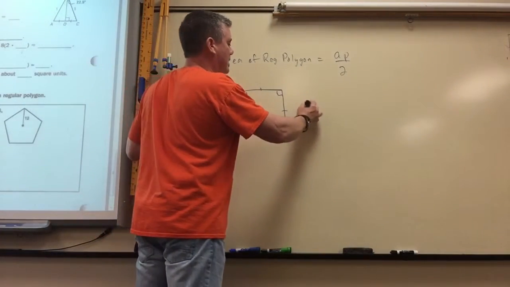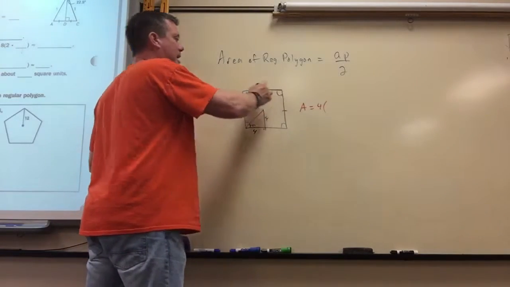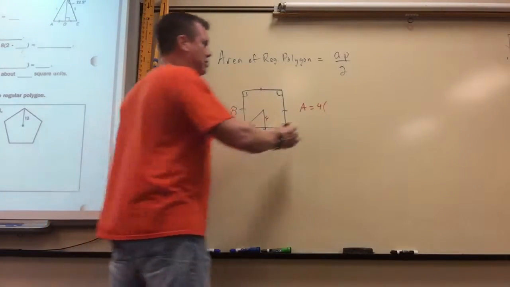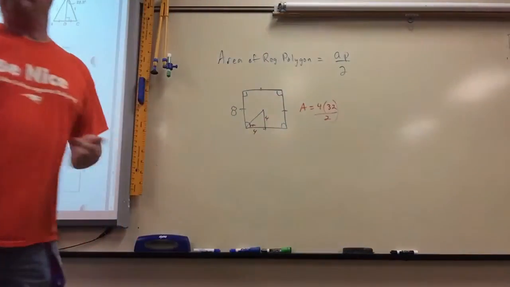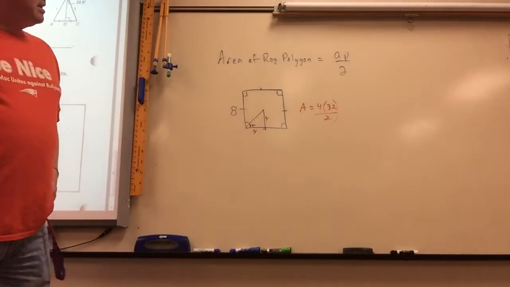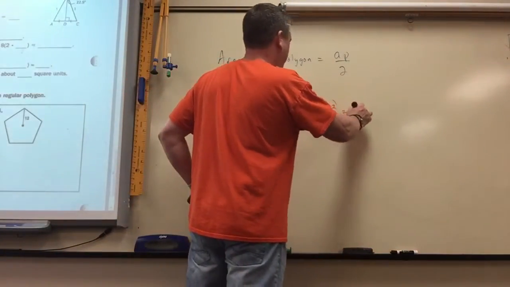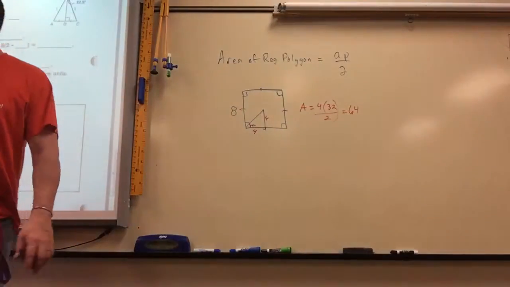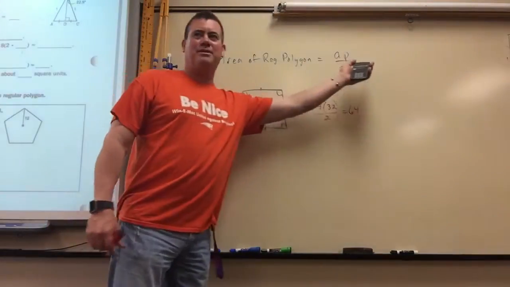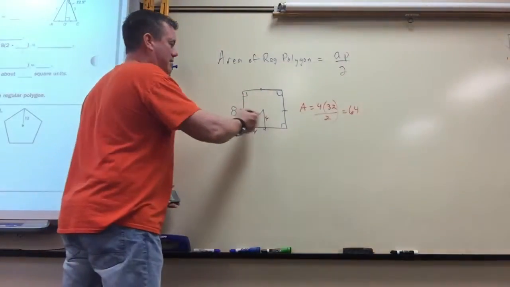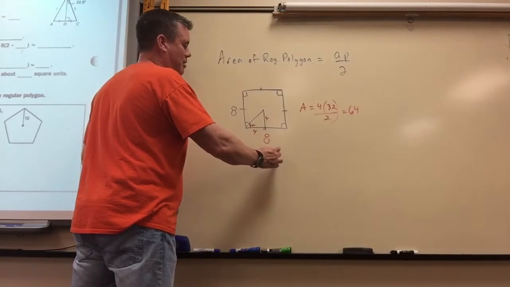So the area is the apothem times the perimeter. 8, 8, 8, and 8 is 32, divided by 2. Okay? So that is 64, I think. Yeah. Alright, I was hoping someone would say that. On a square, do you have to use this formula? No, because it's just length times width. 8 times 8 is 64.